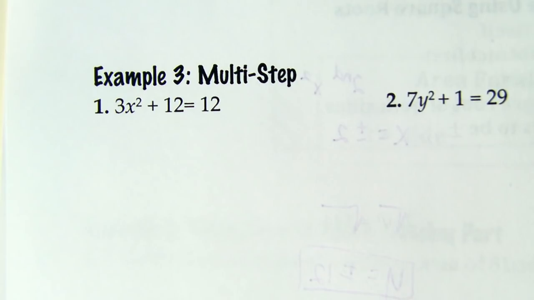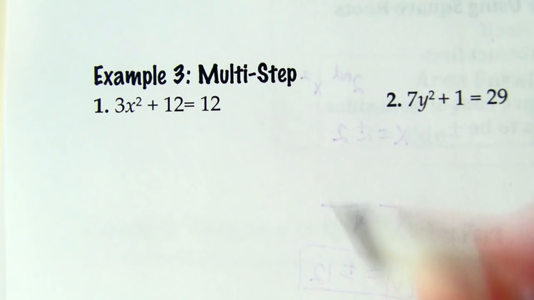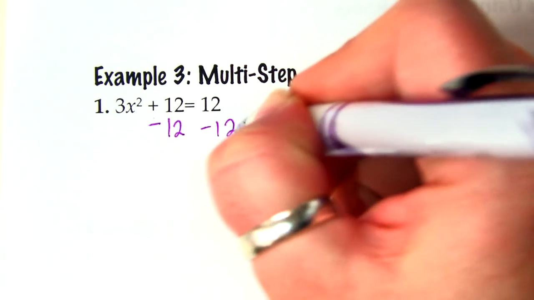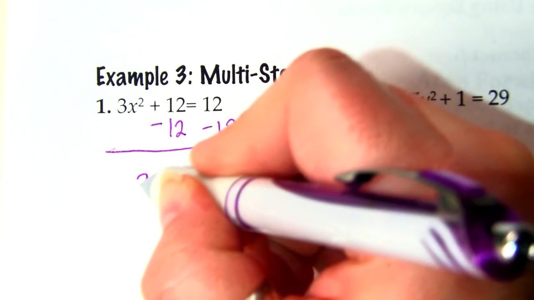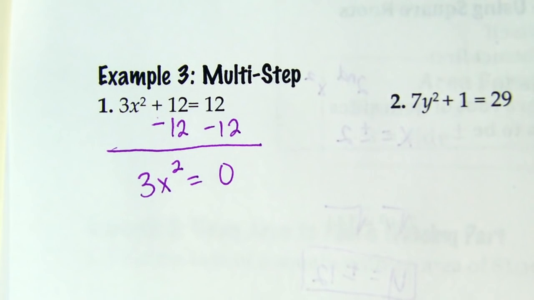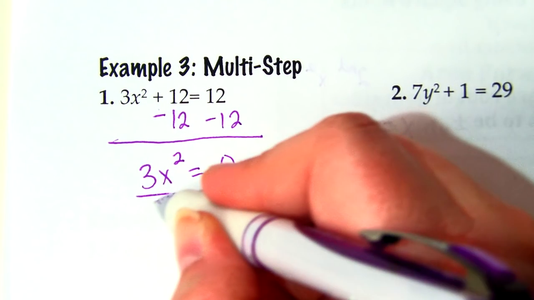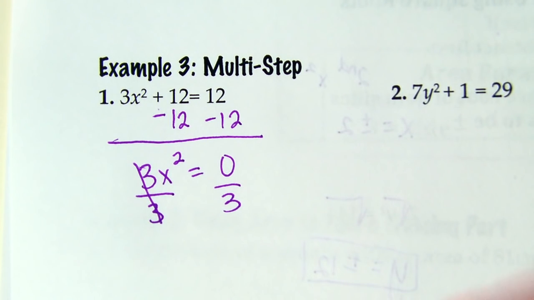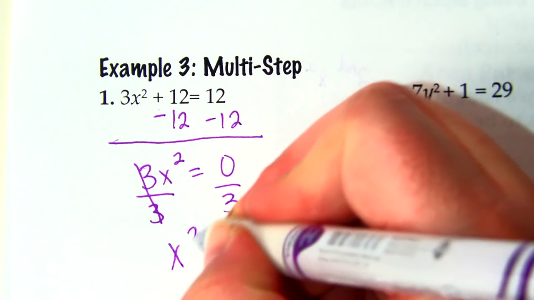So the very first thing you need to do is subtract or add. And in this case, we're going to subtract to get that 12 to the other side. So 3x squared comes down. 12 minus 12 is 0. Then you have to divide by 3 on both sides. And 0 divided by anything is just 0. So x squared equals 0.